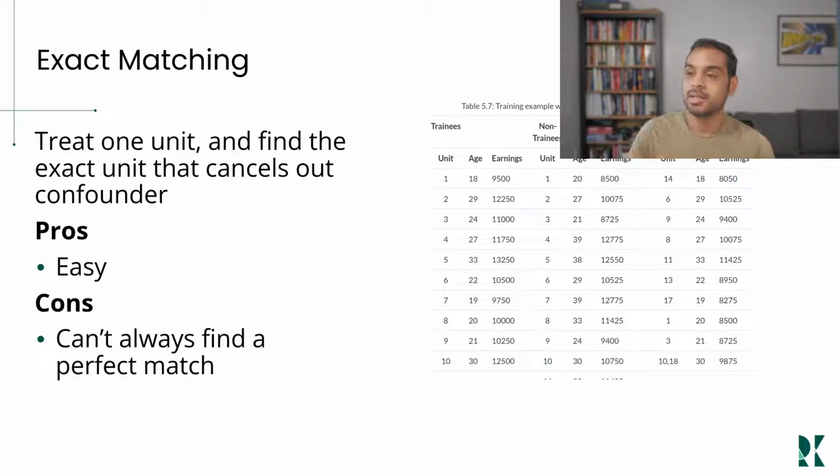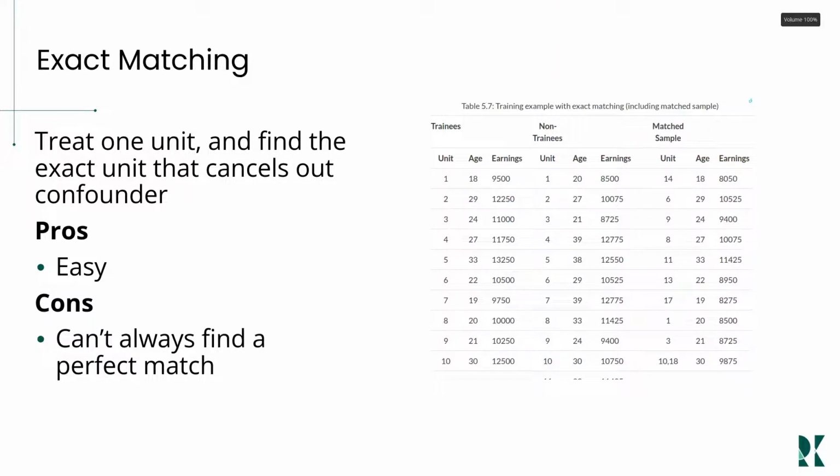The next strategy that was brought up was exact matching. So pros, again, really easy. You look at your trainees, you look at your non-trainees, the table goes on a little bit longer here, and then you just match them exactly on the thing that you're trying to control. In this case, it was age. So if you have a lot of non-trainees, you can do this if you're controlling for age. Again, easy, but you can't always find a perfect match.